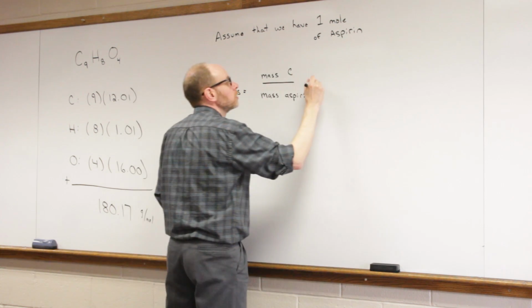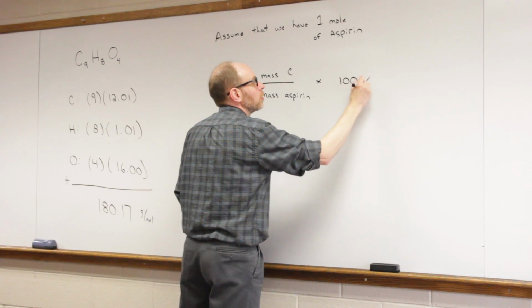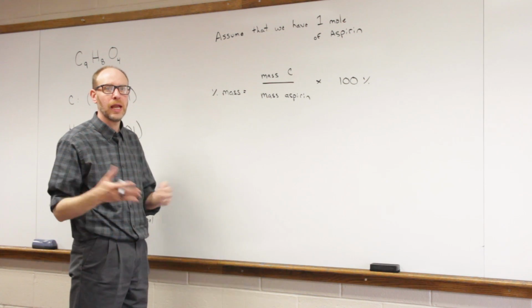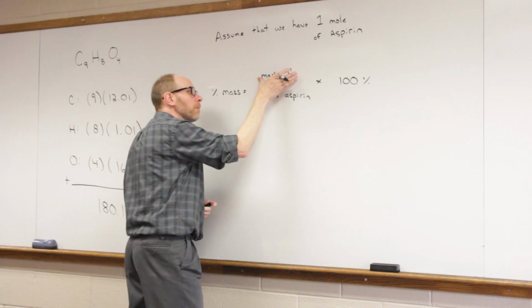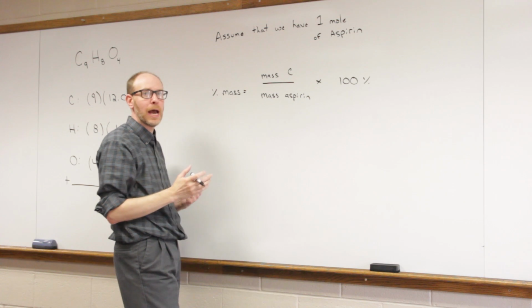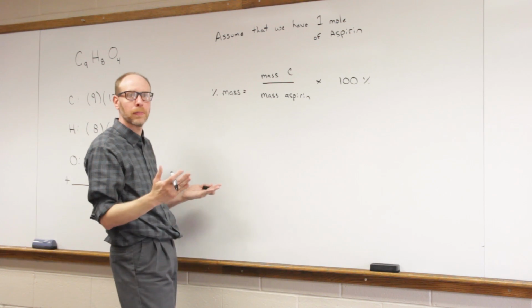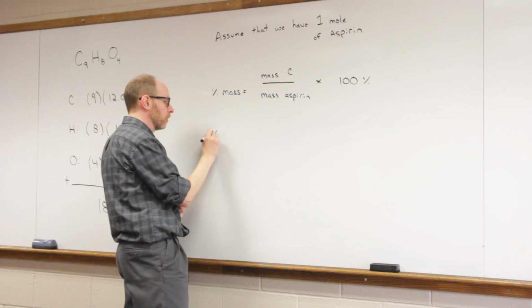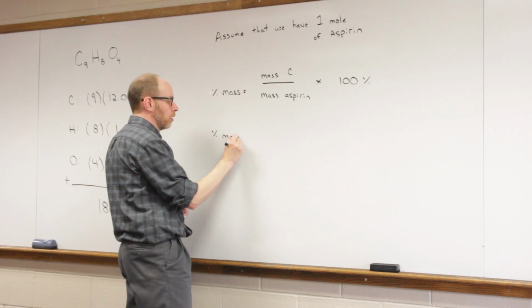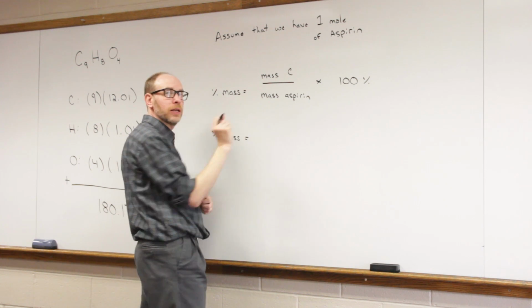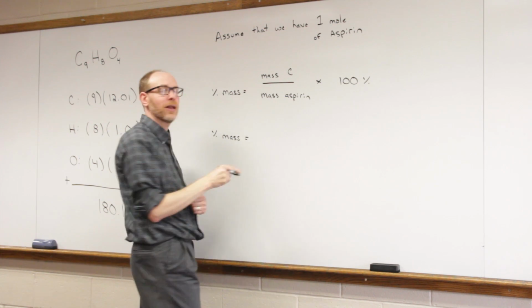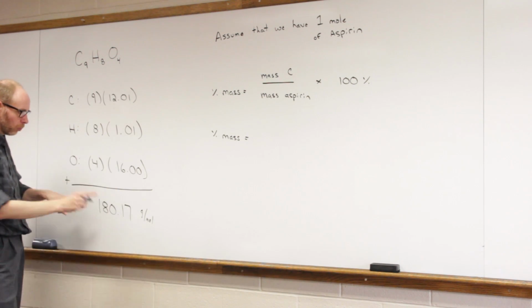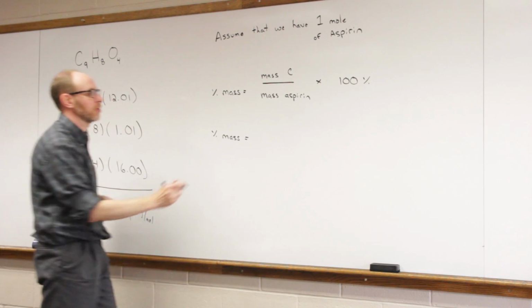Part over the whole times 100%. Because we are calculating the mass percent of carbon in the aspirin. The part would be the mass of the carbon, and the whole would be the mass of the aspirin. And these are all going to play out this way in a very similar fashion. Now, how do we calculate this? Well, first we're going to take the straightforward part. That's the mass of the aspirin. When we assume that we have 1 mole of aspirin, it means that we have 180.17 grams.